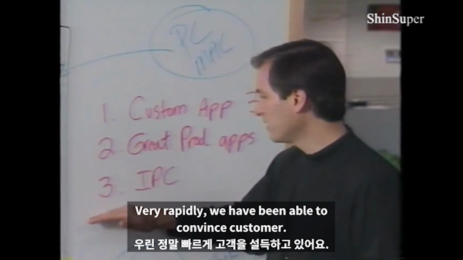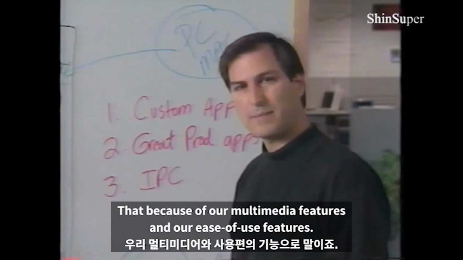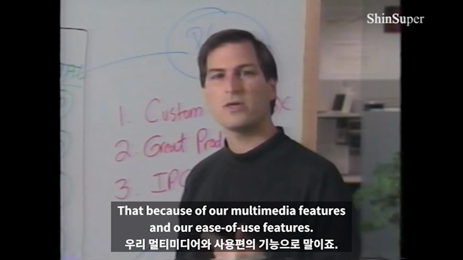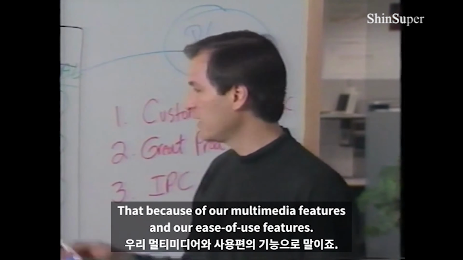Very rapidly, we have been able to convince customers that because of our multimedia features and our ease of use features, these people can use interpersonal computing on our system to achieve a far superior result than they can with Sun's. So these are the 3 competitive weapons that we have against Sun. And as we use them to move people into the category, they are already very well positioned to see us in a favorable light once they're inside the category.